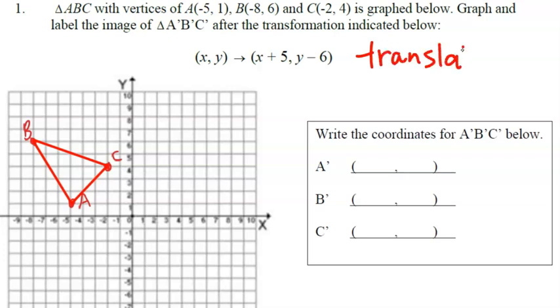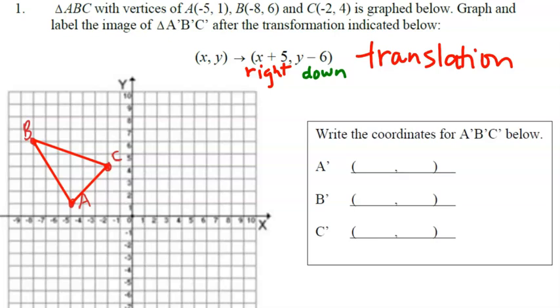And you can either do it mathematically by following this math rule of adding 5 to all the x coordinates and subtracting 6 from the y coordinates, or you can understand that this is a movement 5 units to the right and a movement 6 units down, and count those boxes.